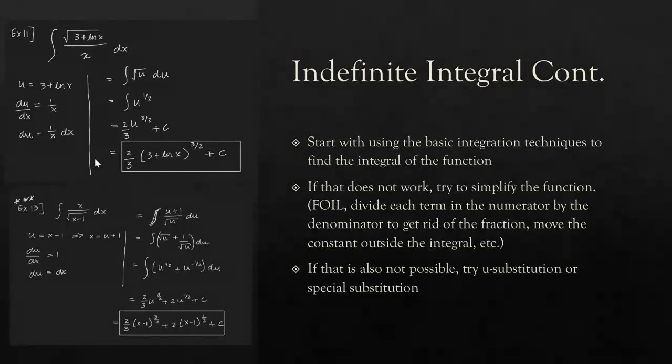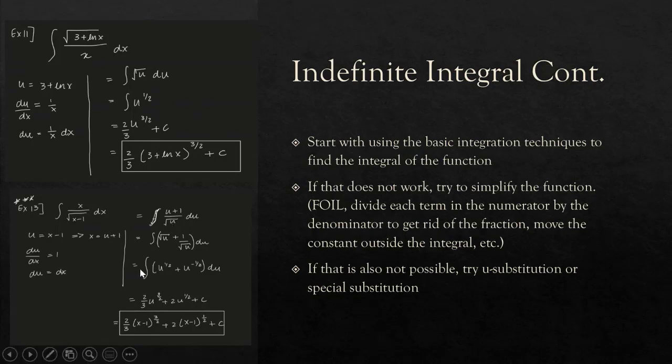Example 11 is just a basic u substitution problem. Your u is 3 plus ln x, and then you would solve for du, write your integral in terms of u and du, and then go ahead and integrate. Once you've integrated in terms of u, you take the original expression that you set equal to u, replace it in the antiderivative, and that's your answer. Do not forget your plus C.